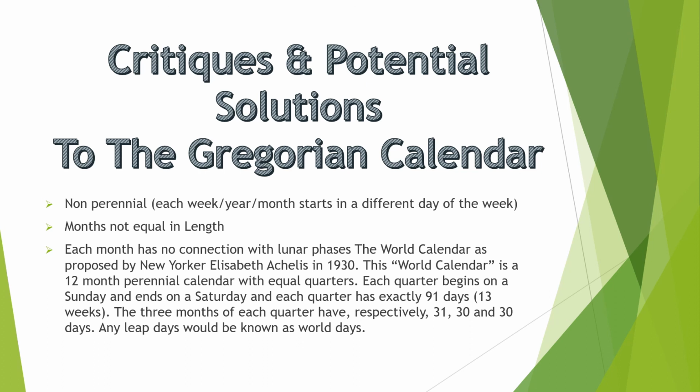The world calendar, a potential solution to these problems with the Gregorian calendar, is a 12-month calendar divided into quarters. It is also perennial, as each quarter starts on a Sunday and finishes on a Saturday. Each quarter has exactly 91 days, or 3 months, with the first month of the quarter consisting of 31 days, and the following 2 months consisting of 30 days. Leap days would still be used to correct calendar drift, but would be known as world days instead.